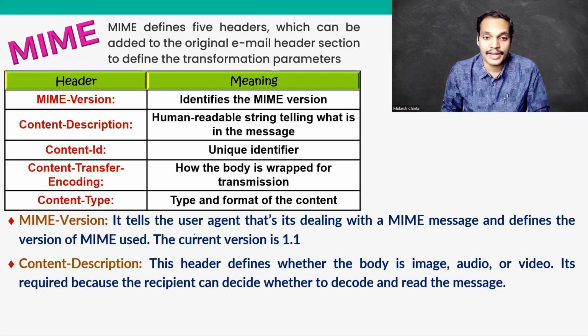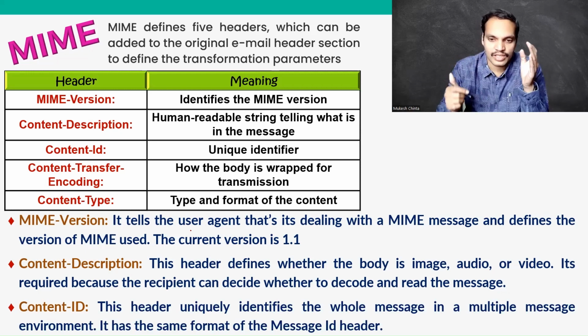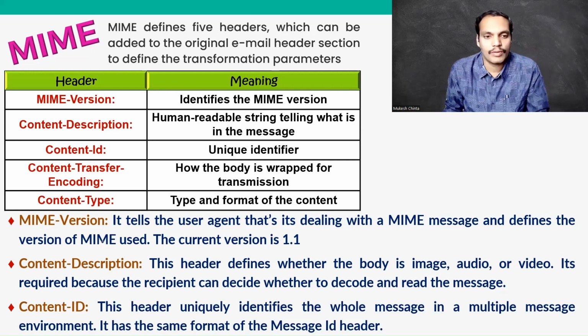The third one is the content ID. We spoke about the message ID, which is a unique identifier for the message. This is pretty much similar to the message ID. This header uniquely identifies the whole message in a multiple message environment. It has the same format as the message ID header. The third one is the content ID, and the fourth one is the content transfer encoding.